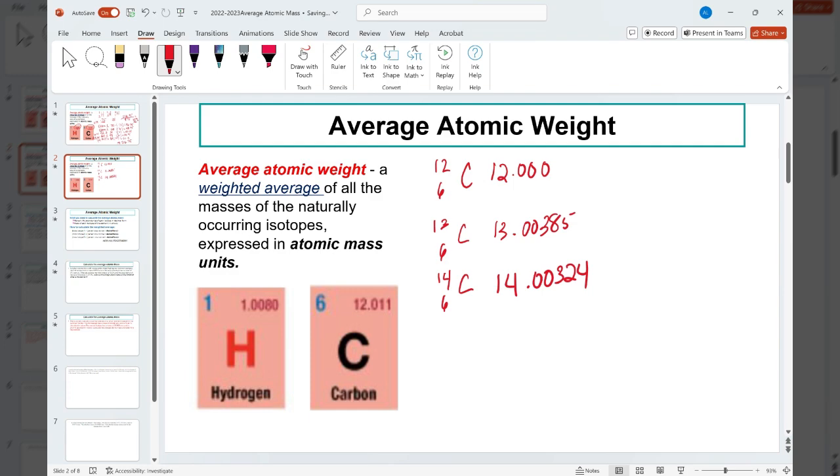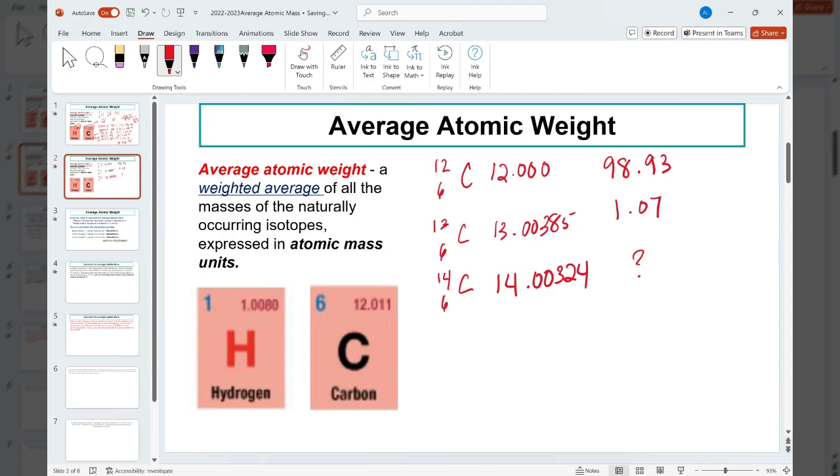Percent abundance is basically how often you find that isotope in the atmosphere. So the larger percent abundance you have, the more often that isotope of that element is going to be found in compounds, in molecules, in the atmosphere, and so on. So carbon 12 has a percent abundance of 98.93. Carbon 13 has a percent abundance of 1.07. And carbon 14 is so rarely found, it doesn't even have a percent abundance.